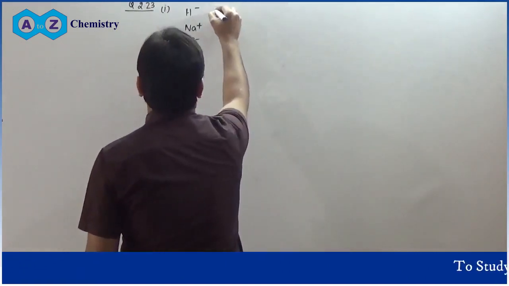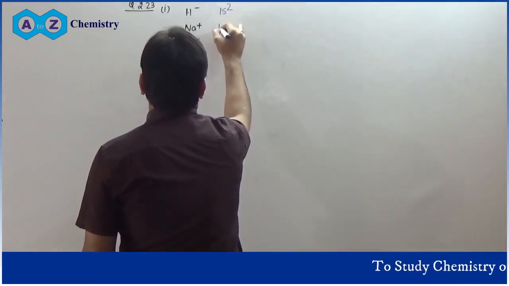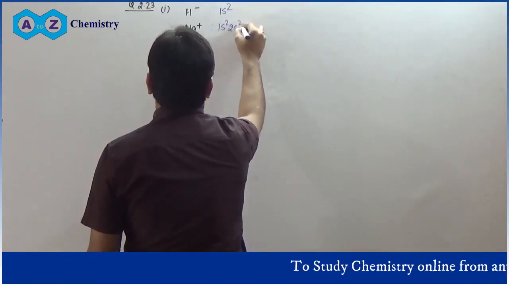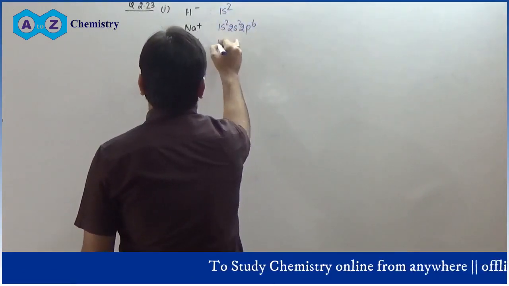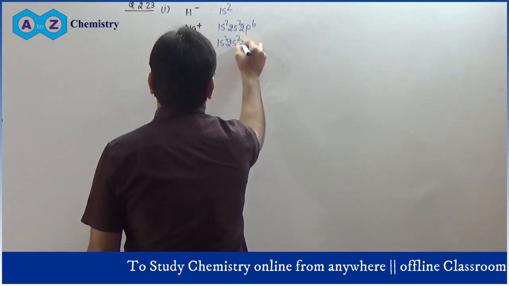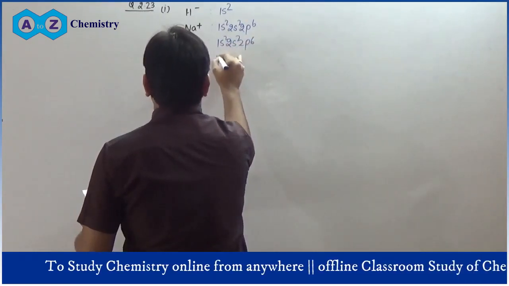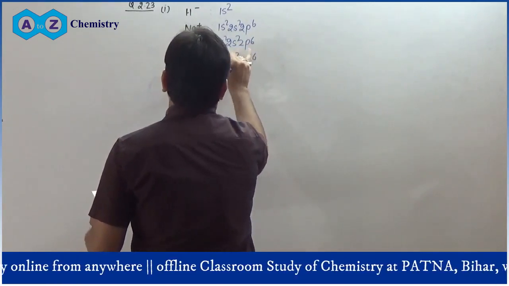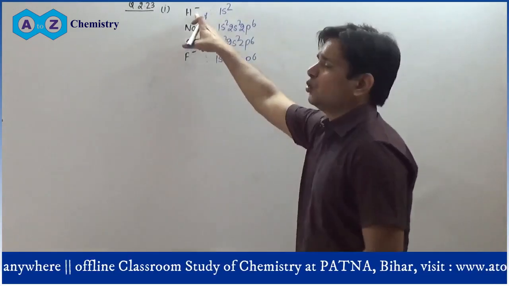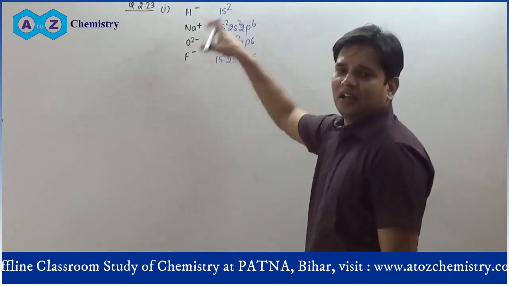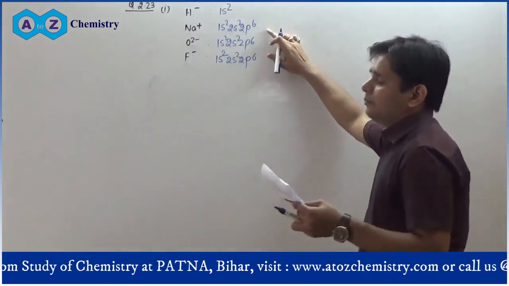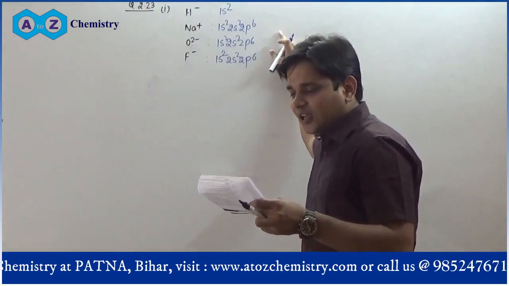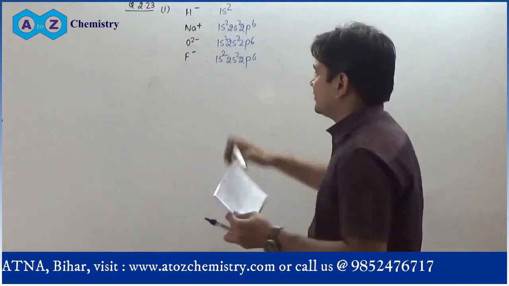For H minus it can be written as 1s2. For the others it can be written as 1s2, 2s2, 2p6. I have just counted the number of electrons in each case: here it is 2, here it is 10, 10, 10. Hence the electronic configuration of Na plus, O2 minus and F minus will be the same, because these are isoelectronic species.